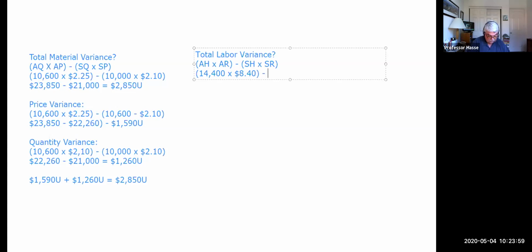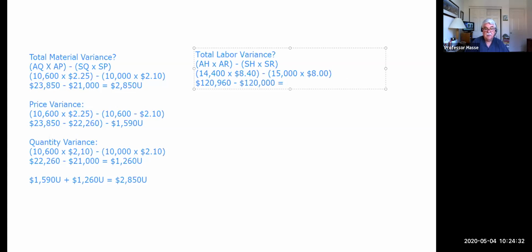That's going to be subtracted from our standards. We planned on 15,000 labor hours at a rate of $8 per hour. Let's do the arithmetic. Our actual labor costs were $120,960. Our planned budget standard labor cost was $120,000.